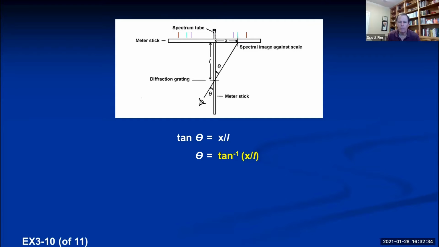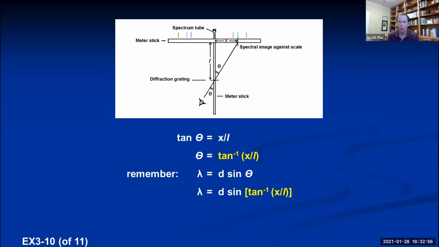Now, we're trying to figure out what the wavelength was for the red light. So remember, we had this equation d multiplied by sine of theta. So I'm going to replace theta with arctangent of x over L. And this is how you're going to calculate the wavelength of the red light and the wavelength of the blue-green light and the wavelength of the violet light experimentally.